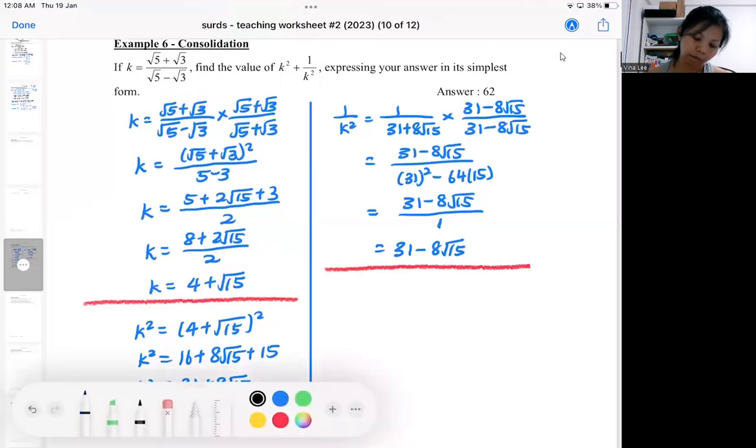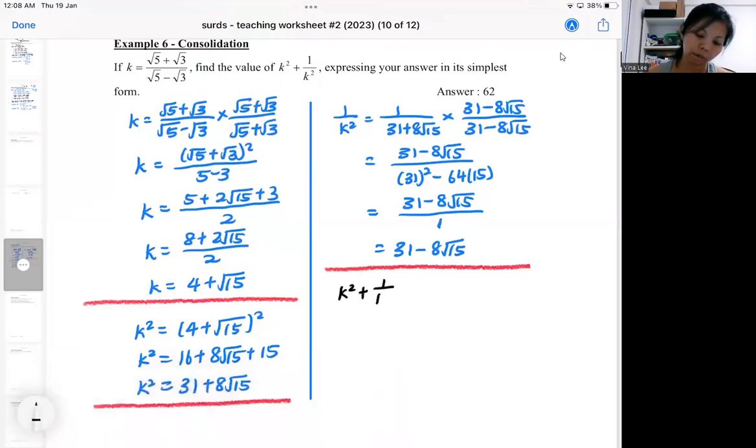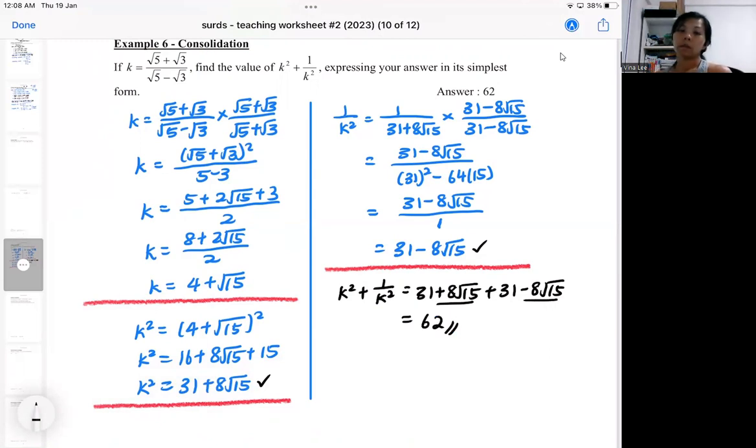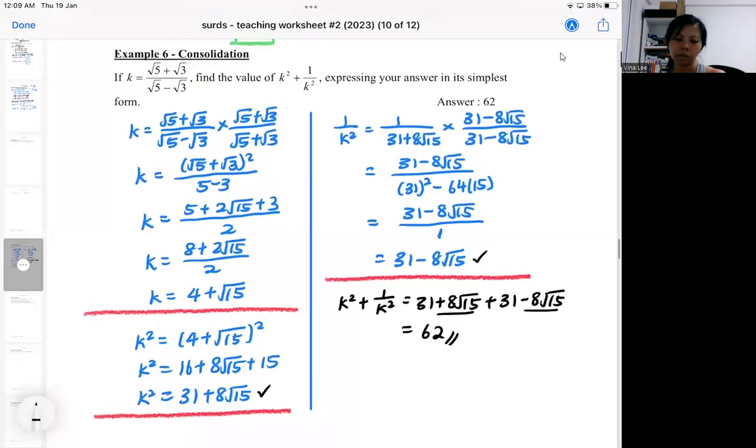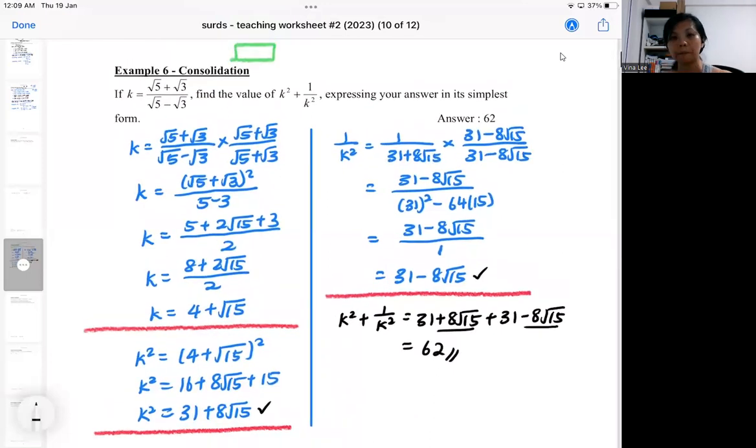So the question is K squared plus 1 over K squared. I make use of this answer, and I make use of this answer. As you can see, the square root actually cancels away, so you're left with 62. So do some planning first. Don't attempt to do everything in one shot. It's actually very complex and subjects yourself to a lot of careless mistakes. So that is an idea. You will see this kind of question quite commonly in exams.